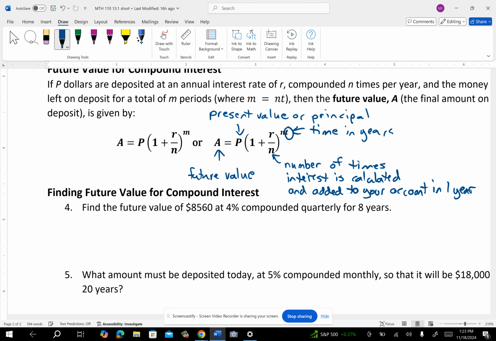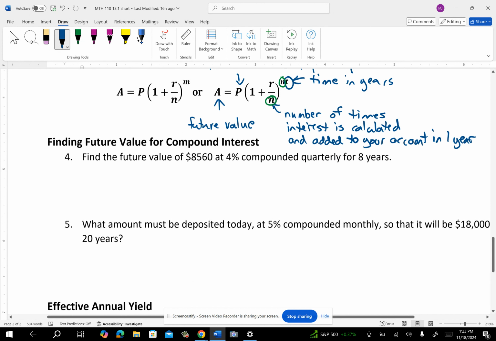Notice the N, the new thing, goes in 2 places. See how it's here and also there. Now, if we're trying to find the future value of 8,560 at 4% compounded quarterly for 8 years, it's like you're depositing $8,560 in your bank account at 4% annual interest. They're going to calculate the interest 4 times throughout the year and add it back to your account, and then you're going to do that for 8 years.